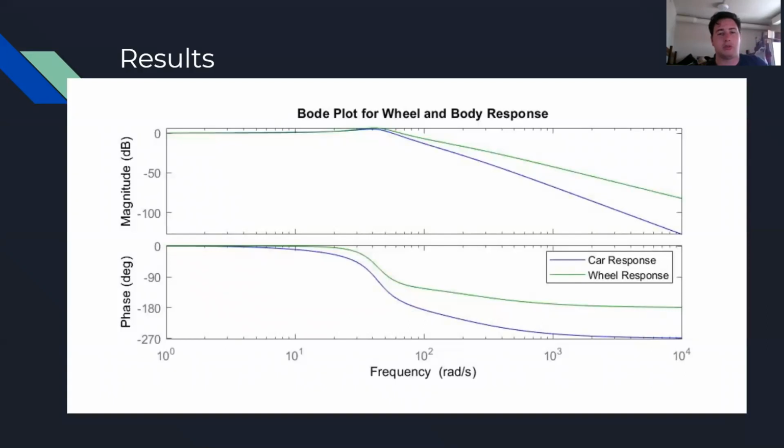We also looked at both the positional response as well as the frequency, and here are the Bode plots for those. The greatest magnitude for this response came in around 40 radians per second, so about 6 hertz is what the suspension came to. These are a combination of ideal as well as experimental values.